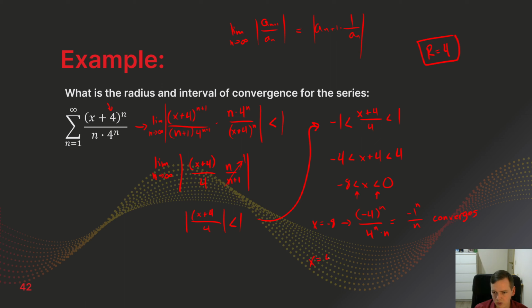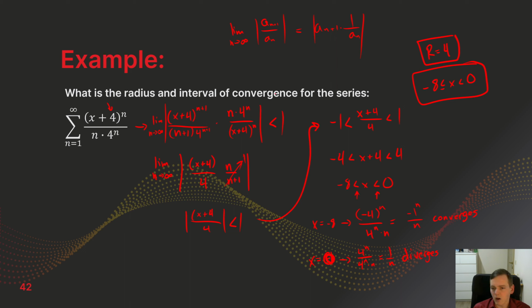If x is equal to 0, then we get 4 to the n over 4 to the n times n, and that's equal to 1 over n, and this diverges because it's the harmonic series, or it diverges by the p-test, the p-series test. So what that means for our interval is negative 8 is less than or equal to x is less than 0. So for all of these x values, the series converges, if it's negative 8, all the way up to, but not including, 0.